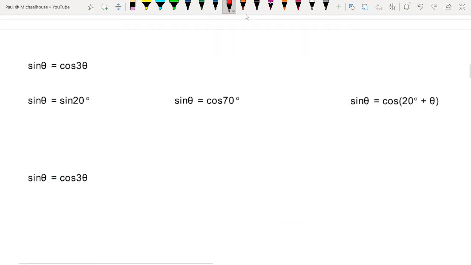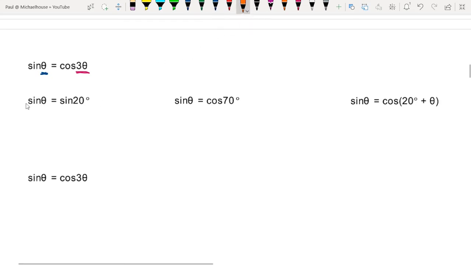Right, now the next one is sine theta equals cos 3 theta. This is a problem because our angle is not the same in these two trig ratios. So dividing by cos 3 theta will not generate tan. Right, so we're going to show you how to do this.